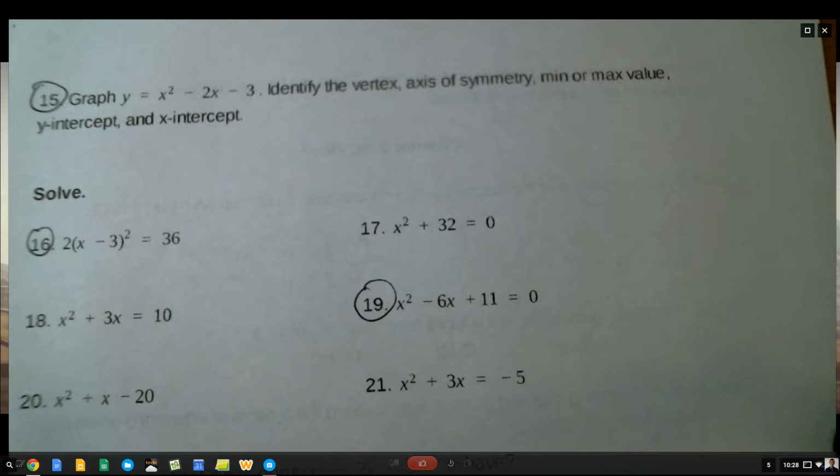Okay, everyone. Now let's do the last section of the review worksheet. Let's work on number 15. Number 15 says graph y equals x squared minus 2x minus 3, and we want to identify the vertex, axis of symmetry, min or max value, the x-intercept, and the y-intercept. Those are the things we have to get, as well as graph this function. So let's try number 15.